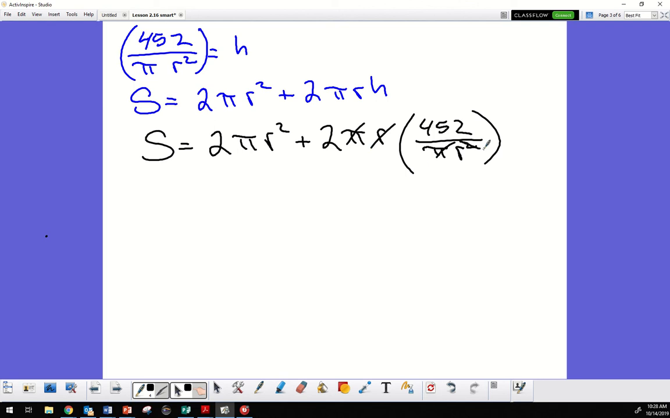So now it's going to be s equals 2 pi r squared plus 2 times 452 over r. So now I have a function for s in terms of r. So that means that the only variable I have now is r. So I can go through and actually figure out what values of r would actually make this work.